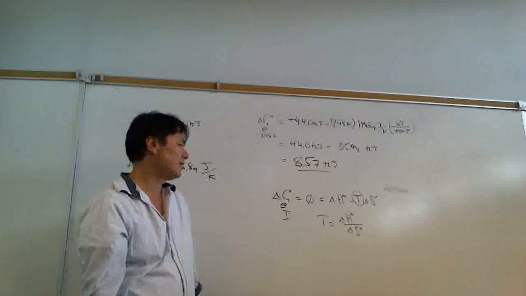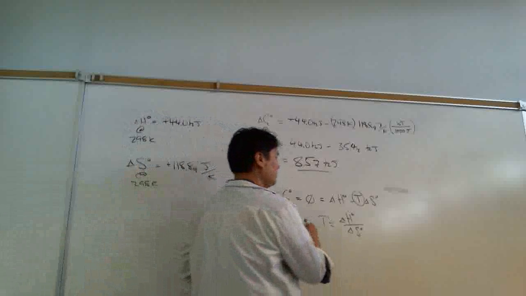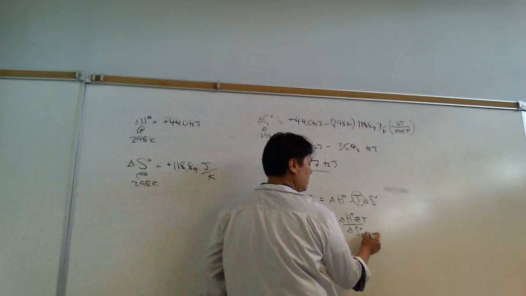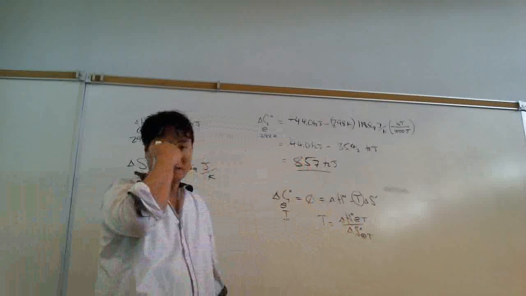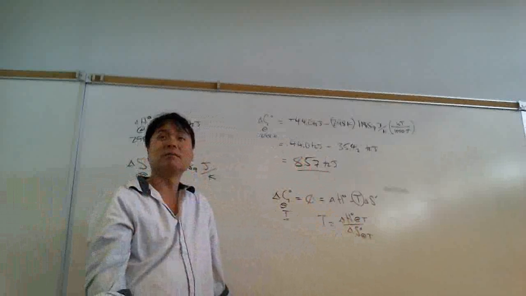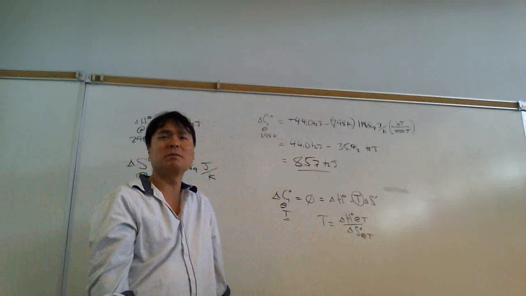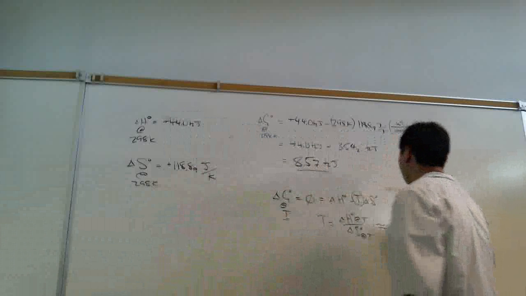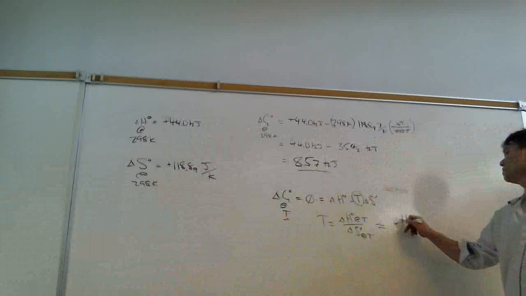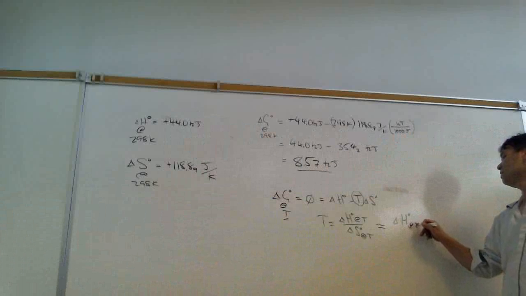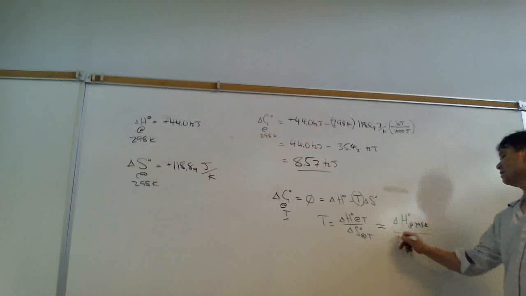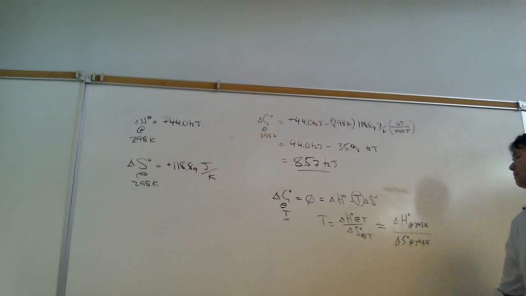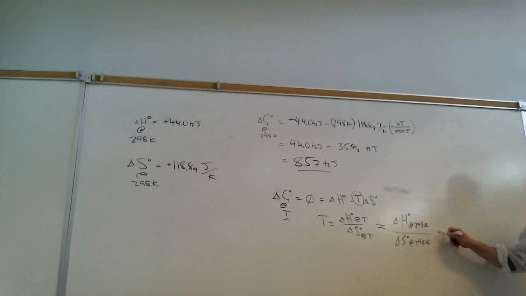But there's a problem with this. The problem is this delta H naught is supposed to be at temperature T, and this delta S naught is supposed to be at temperature T. And so we have too many unknowns here. And so we're going to make an assumption. What's the assumption we're going to make? Yeah. So we're going to say that this is approximately equal to delta H naught at 298 Kelvin and delta S naught at 298 Kelvin. And so we're just going to use the 298 Kelvin values.